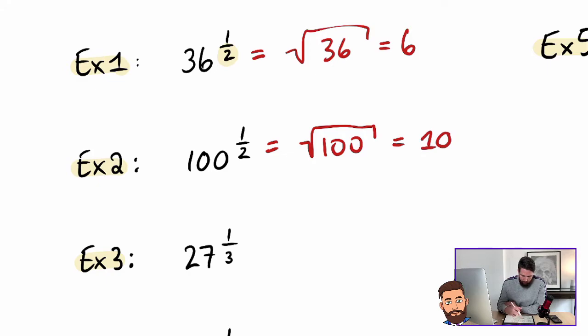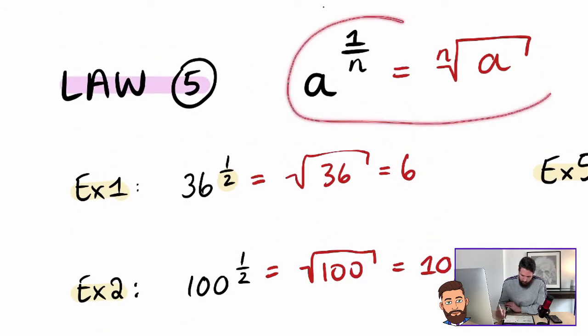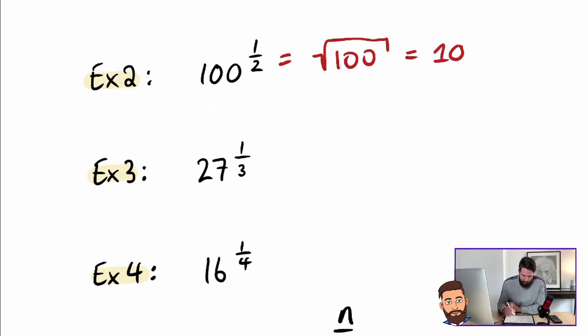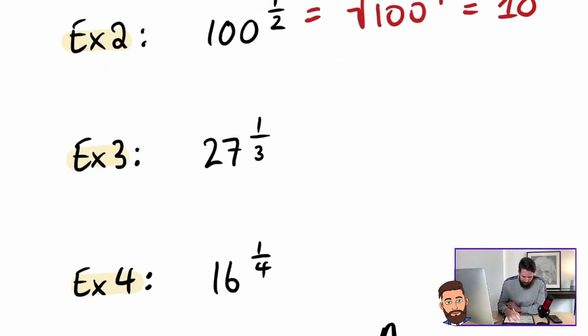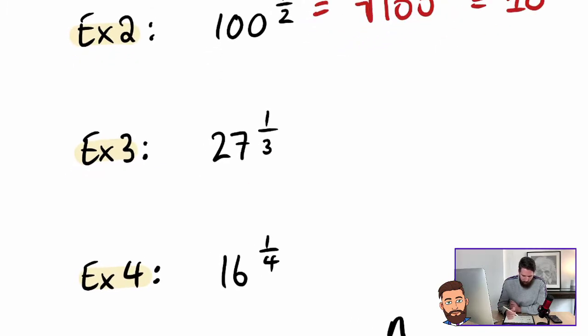Where this law needs to be considered is when it is not a 2. Okay, when it is not a 2, in this case, in example 3, we've got 27 to the power 1/3. Well, it's going to be the root of whatever is on the denominator, which is 3. So we're going to do the cube root of 27.